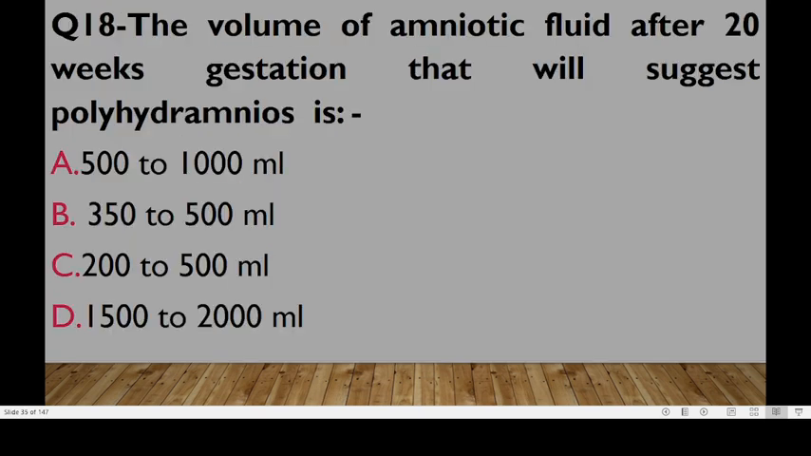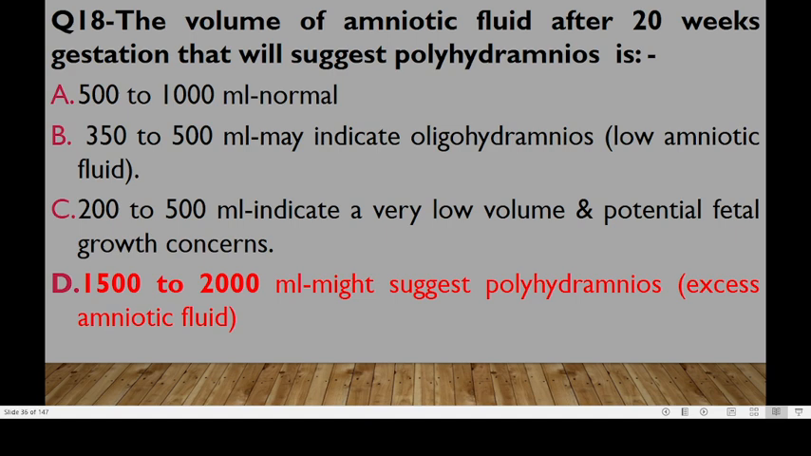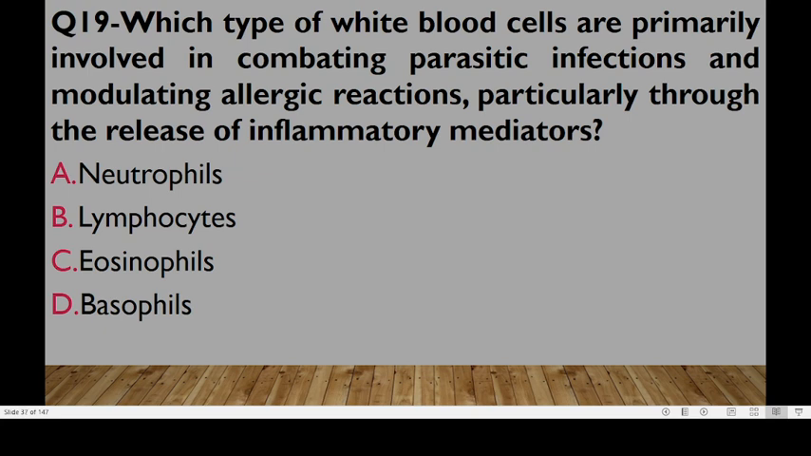The volume of amniotic fluid after 20 weeks of gestation that will suggest polyhydramnios is, remember the normal volume should be at least 500 to 1000 mL, but when it exceeds that, for example, say 1500 to 2000 mL, this might suggest polyhydramnios, and this means excessive amniotic fluid.